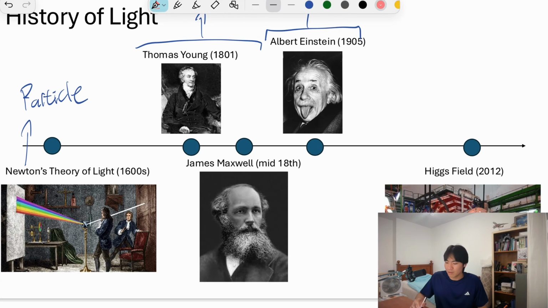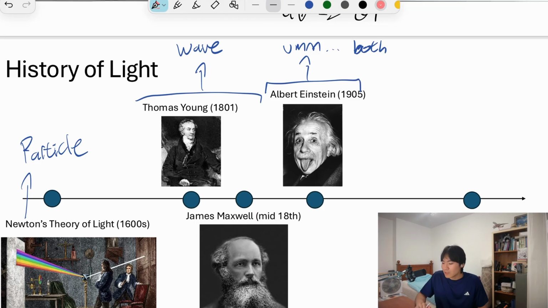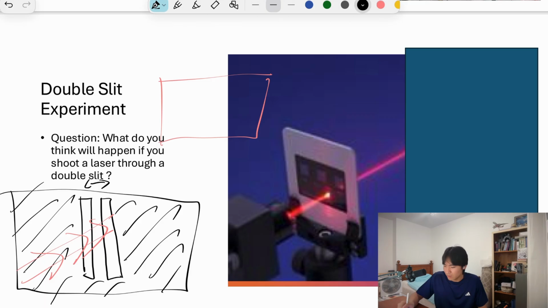Let's separate that into Newton's theory that light is a particle, and Thomas Young's theory that light is in fact a wave. What do you think you're going to observe if light is a particle? On the screen, it's going to be maybe two bright spots. That's what you're going to observe, perhaps, if light was a particle.